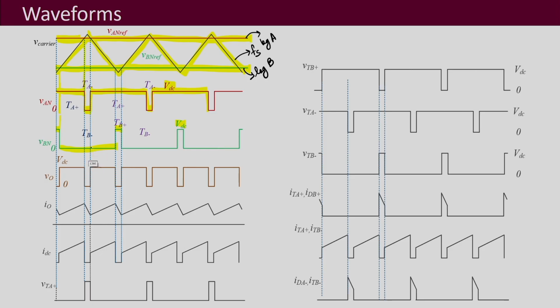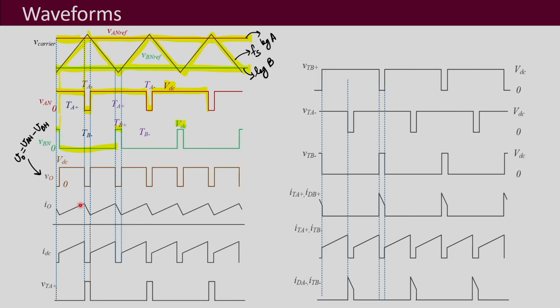And then we know that the output voltage VO can be written as the difference of the leg voltages, VAN minus VBN, and that is what is shown here as the output voltage. What you see here is that over here VAN is VDC and VBN is 0, so the difference is VDC, and here both of them are 0, so the output voltage is 0. Then further here again this is VDC and this is 0, so it is again VDC, and this continues like this.